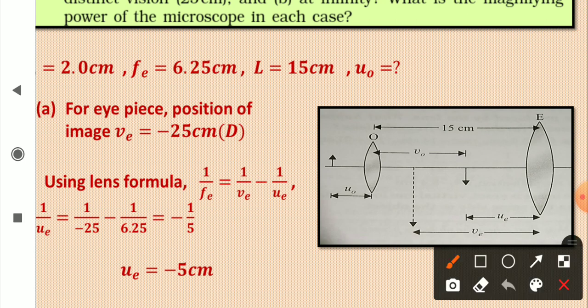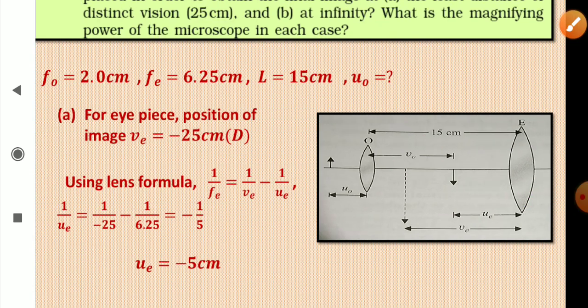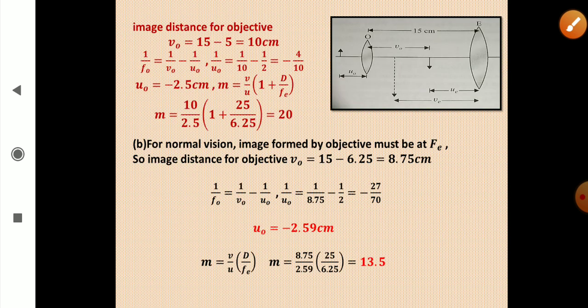So we have found out that this distance is 5 centimeter, right, from here till here. Now the total distance is 15. 5 centimeter is gone, so how much VO is left? 10 centimeter. And what is VO? It is image distance for objective. So now we are getting few things for this objective lens.